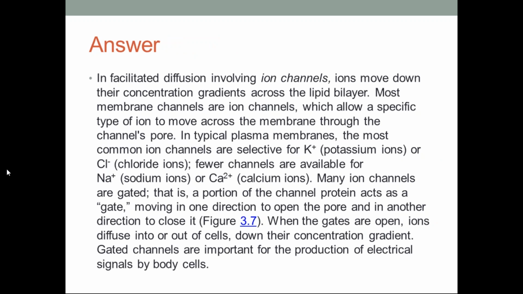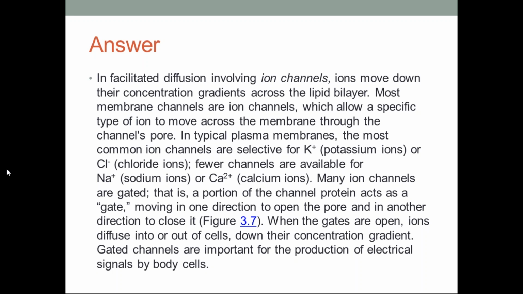Okay, so in facilitated diffusion, involving ion channels, ions move down their concentration gradients across the lipid bilayer. Most membrane channels are ion channels, which allow a specific type of ion to move across the membrane through the channel's pore. In typical plasma membranes, the most common ion channels are selective for potassium. So if you remember, it was like 50 to 100 to 1 facilitated channels for potassium over sodium. Okay, or chloride ions. Fewer channels are available for sodium or calcium.